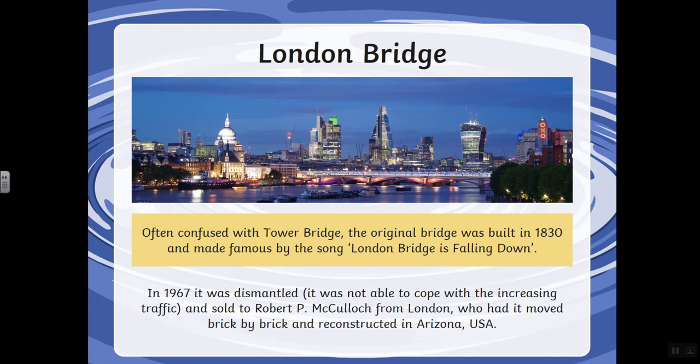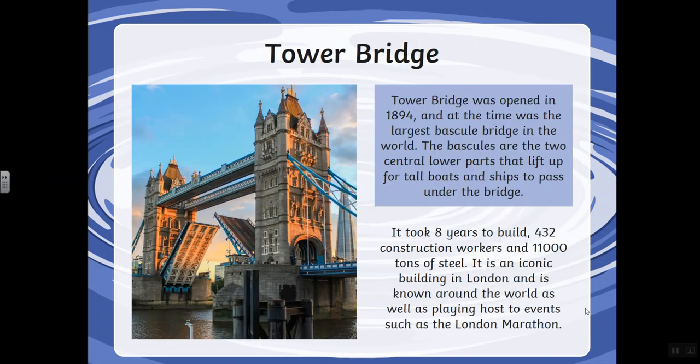And it was sold to Robert P. McCulloch from London, who had it moved brick by brick and reconstructed in Arizona in the USA. Some people say that he thought he was getting Tower Bridge and was disappointed when London Bridge arrived.